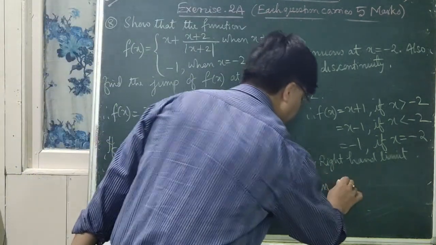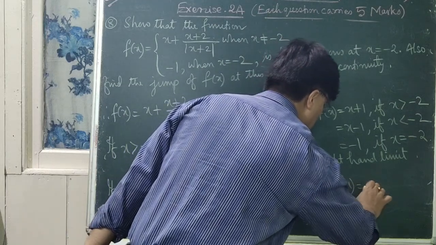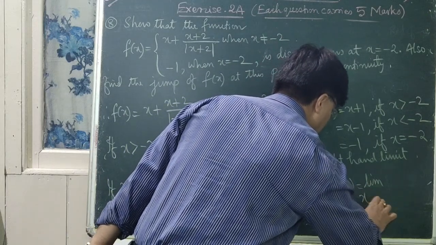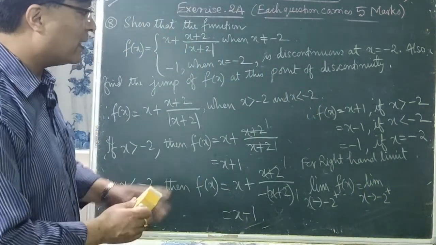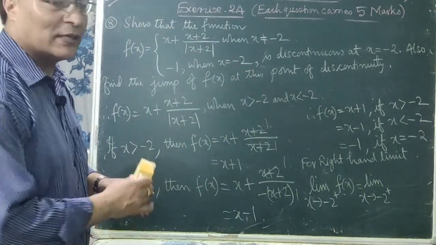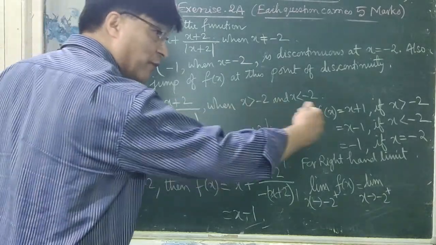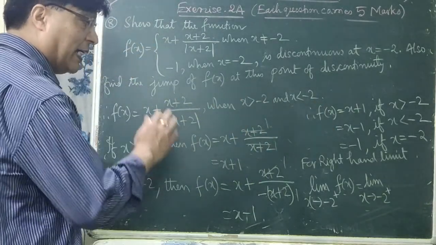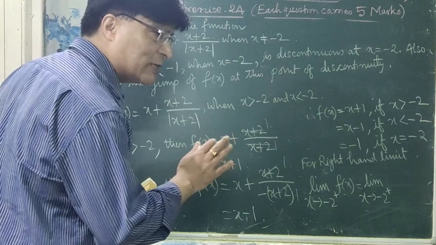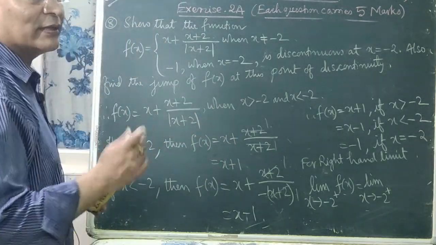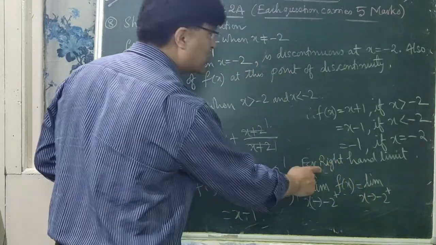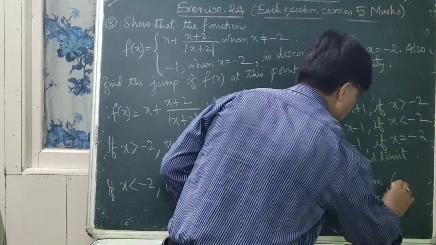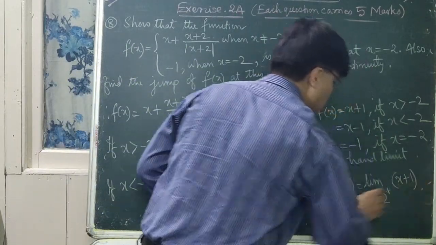f of x is equal to limit x tends to minus 2 plus. So what is meant by x tends to minus 2 plus? X is approaching towards minus 2 from the right hand side. And on the right hand side of x is equal to minus 2, all the values of x are greater than minus 2. So what is the value for f of x when x is greater than minus 2? It is x plus 1. So here you should write x plus 1.